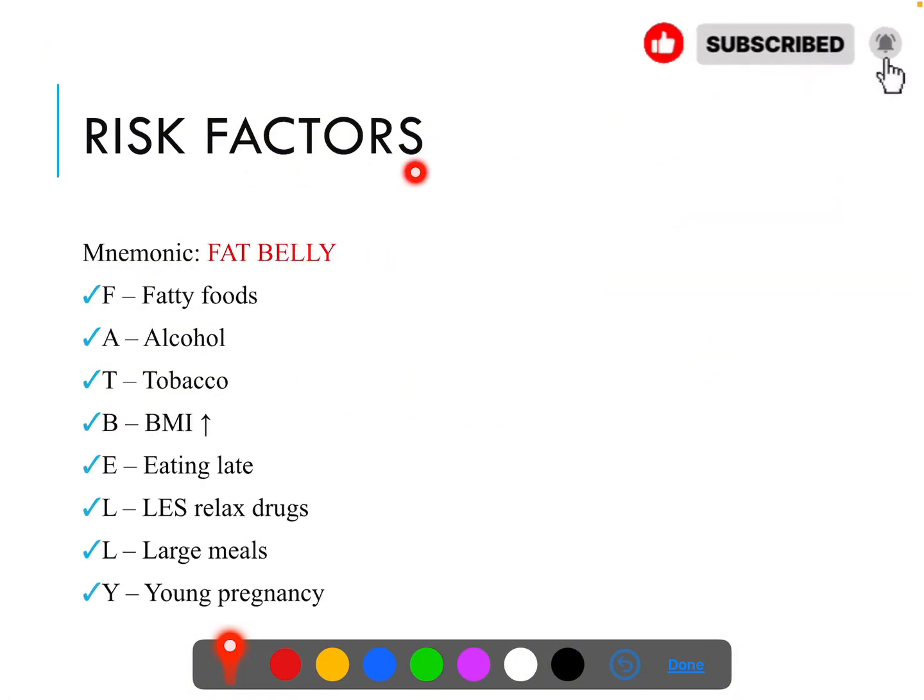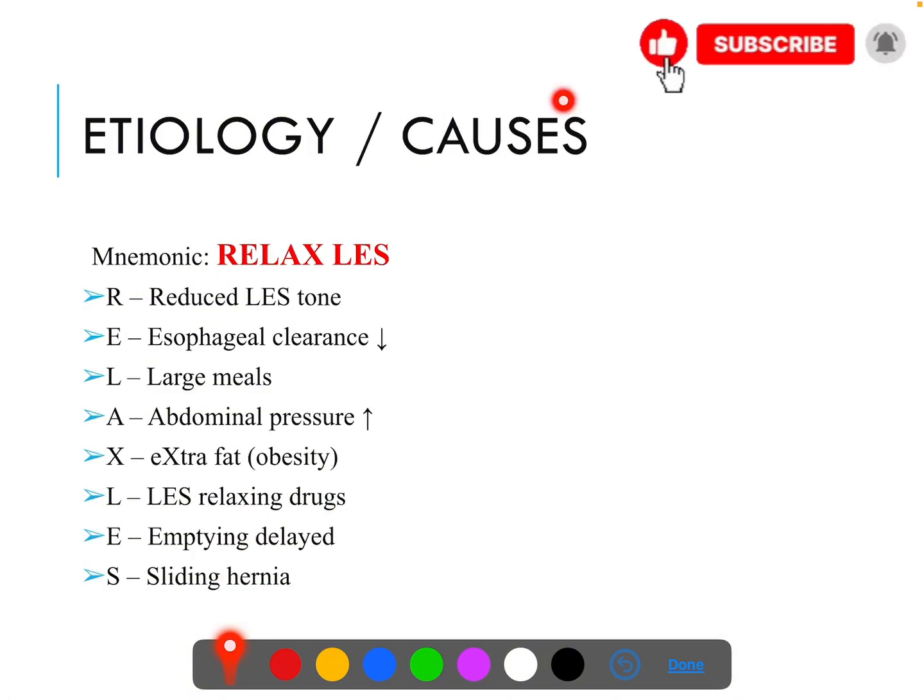So talking about the risk factors, with the mnemonic FAT BELLY: F for fatty foods, A for alcohol, T for tobacco, B for BMI, increased BMI, E for eating late, L for lower esophageal sphincter relaxing drug, L for large meal, Y for young pregnancy. So let's move on to causes.